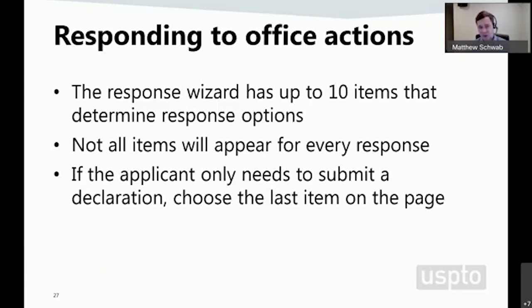And the last option on the page, often option 10, but sometimes 8 or 9, depending on what you're filing, will force a declaration to be included. So if you've been told that you need to submit a declaration and you're not sure where it is or don't feel like you've been able to sign it, you can come back to the form wizard, choose option 10, and it will make a declaration appear.